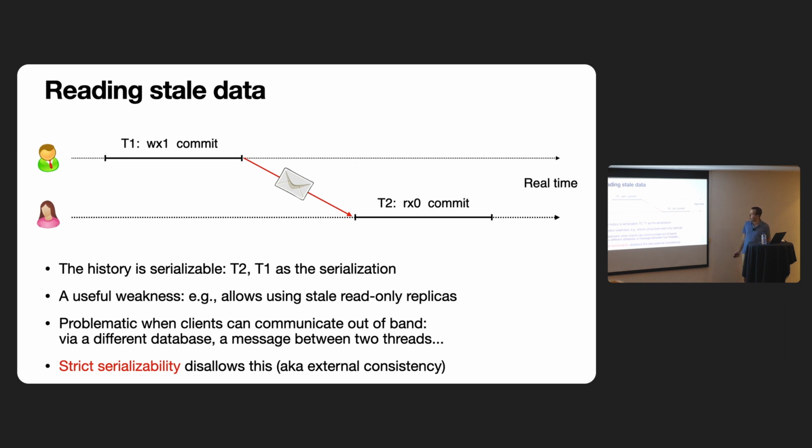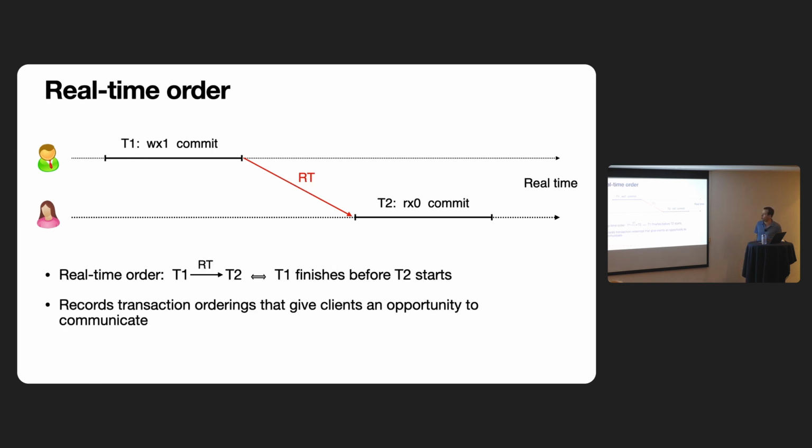So to define it, I'm going to use the notion of the real-time order. This is a relation on transactions that essentially formalizes this relationship. So one transaction, T1, precedes in real time a transaction T2 if T1 finishes before T2 starts. Right? And so this essentially records the orderings that give the clients an opportunity to communicate. That's why we take this particular relation, not some other one. And so these are the intervals where the clients can communicate.